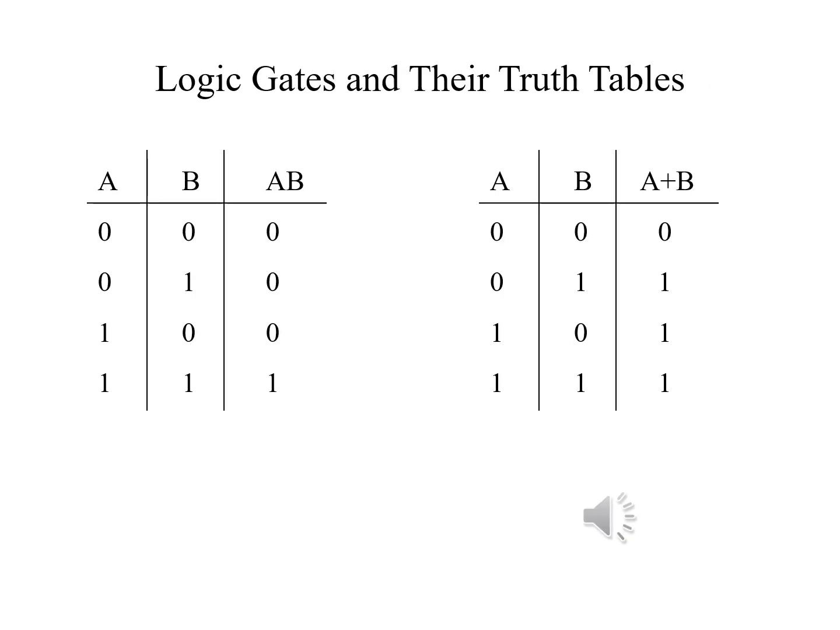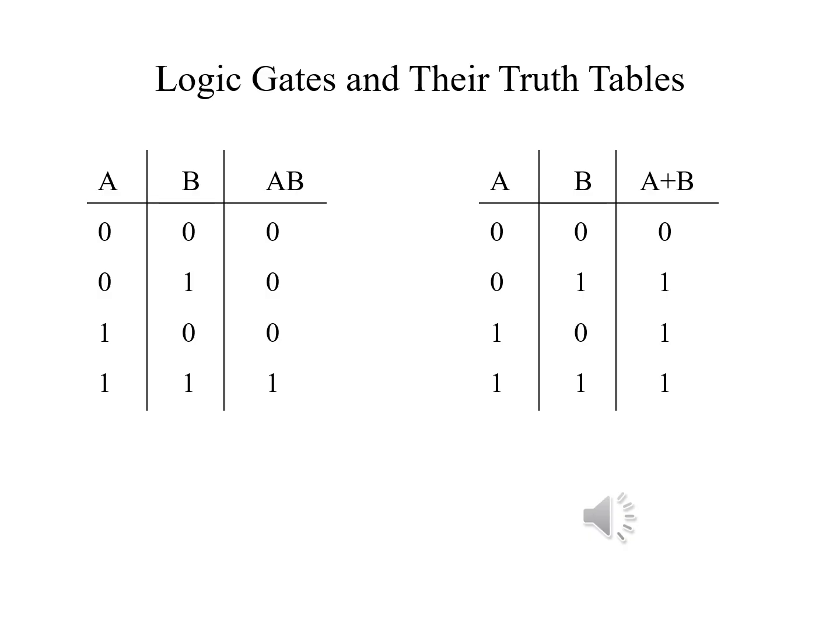This slide shows the truth tables for AND and OR. In the case of AND, when A and B are both 0, AB is 0. When A is 0 and B is 1, or when A is 1 and B is 0, again, AB is 0. Only when A and B are both 1 is AB 1.